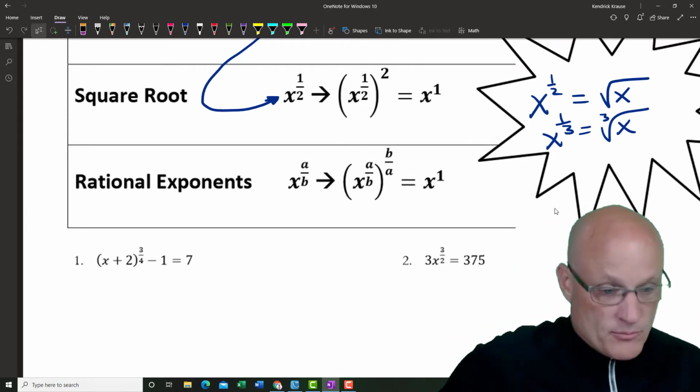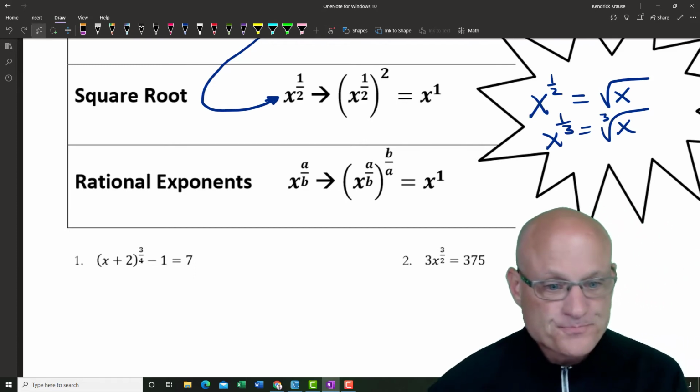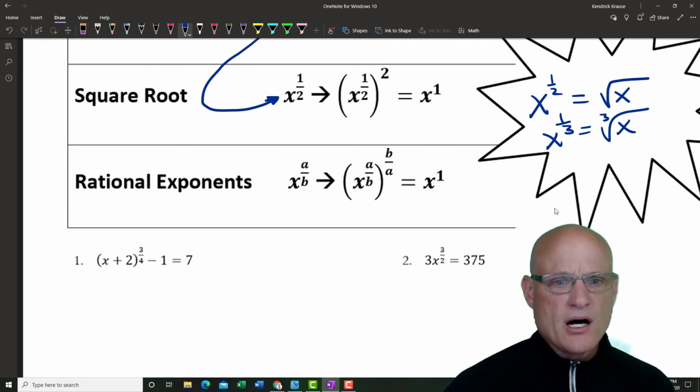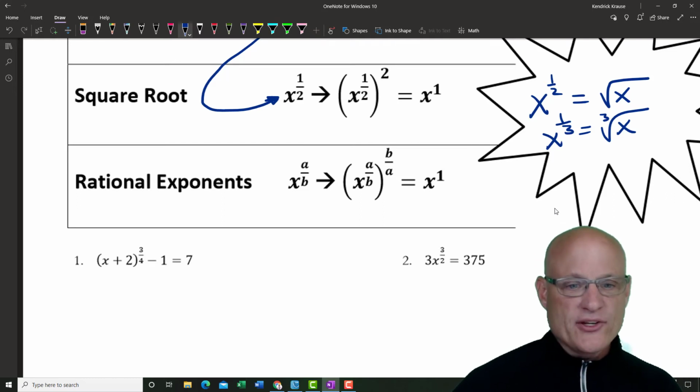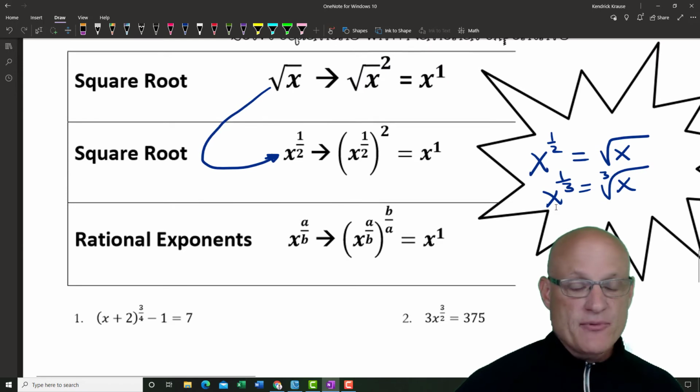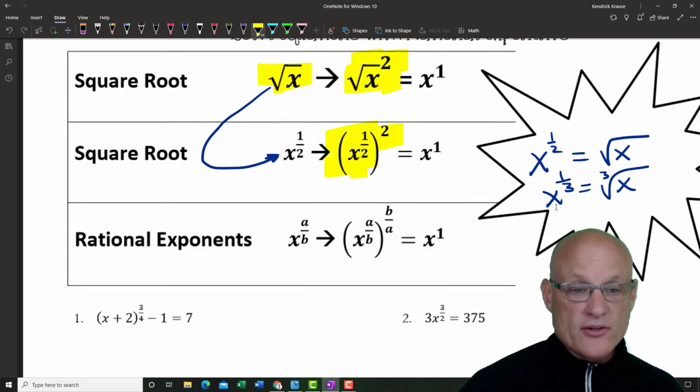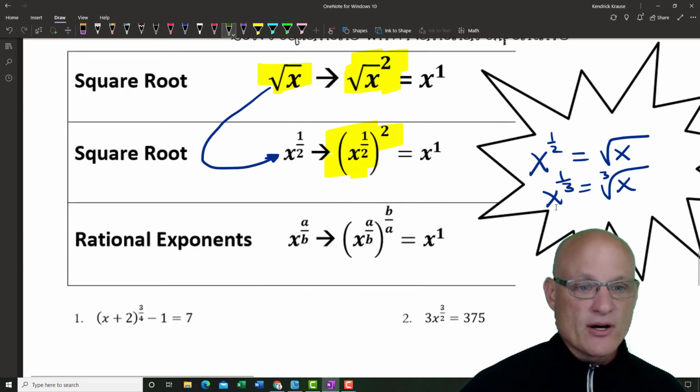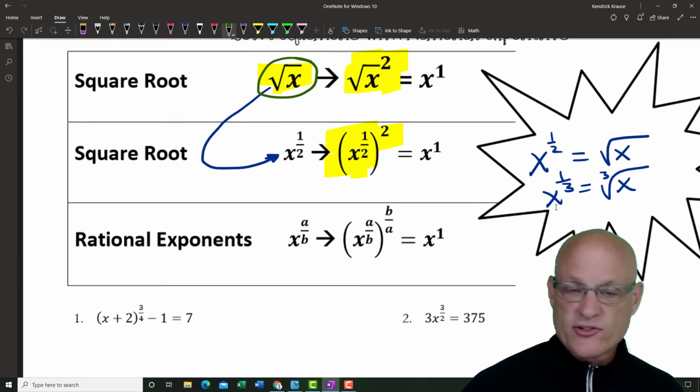We're going to deal a lot with them. Actually, we're going to deal a lot with them right now. So why does this work? Well, because these things mean the same thing. This is a definition. This is just something you got to know, that a square root has an exponent of 1/2. Well, what do we do when we do exponents raised to exponents? We multiply them. So what is 1/2 times 2?